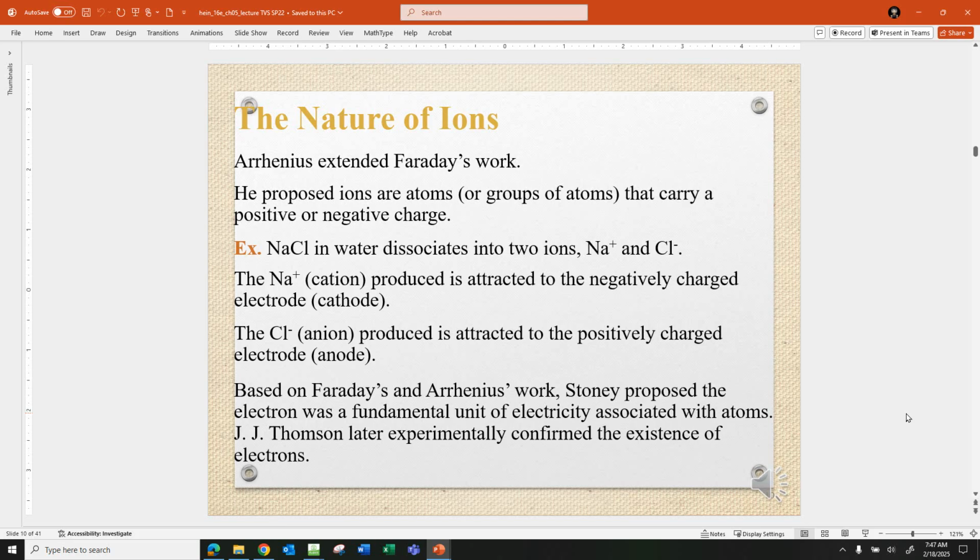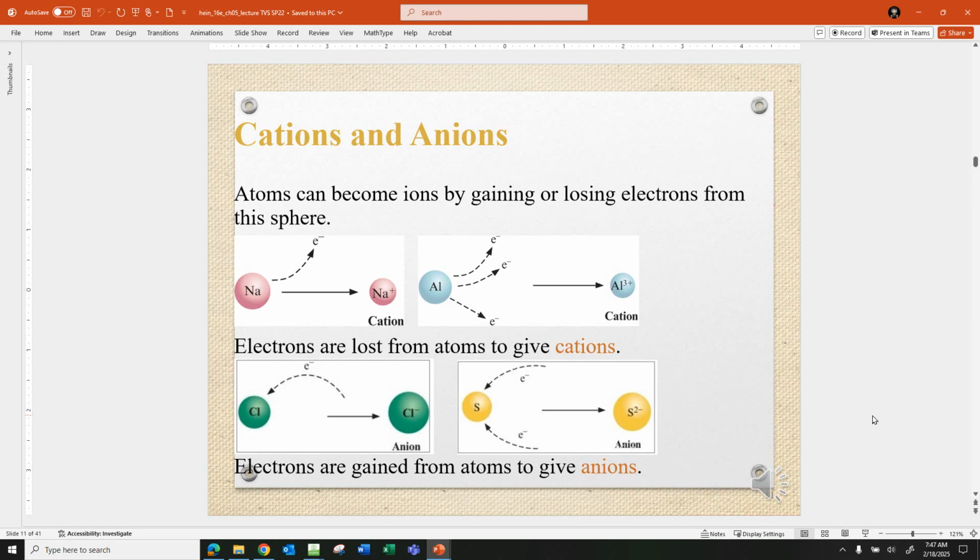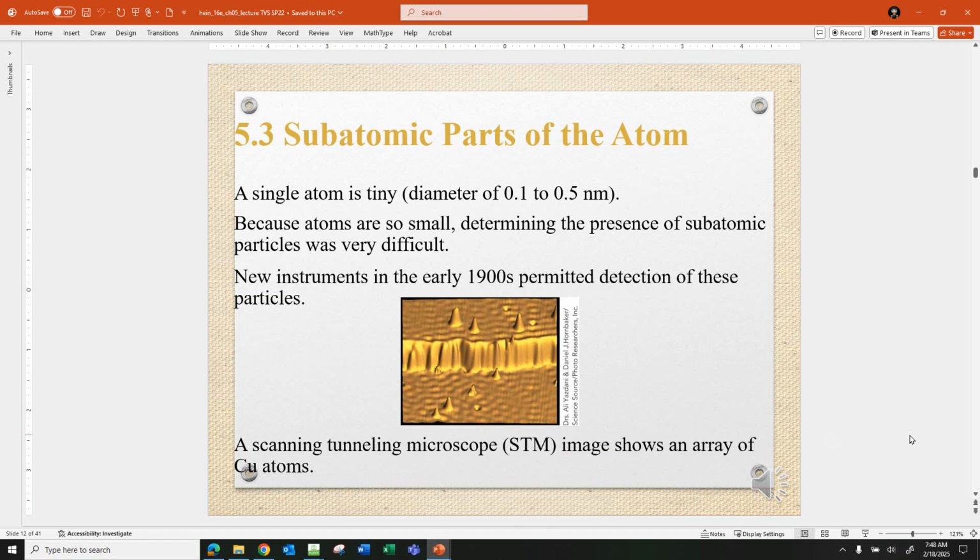It was based on Faraday's and Arrhenius' work that Stoney proposed that electrons were a fundamental unit of electricity, and it was Thomson that later found the existence of these electrons. So they were all working together on this. Here's what cations and anions look like, where sodium loses an electron and goes down in size. Some metals can lose more electrons and become a higher charged cation, or nonmetals accept electrons and become more negative and larger in size.